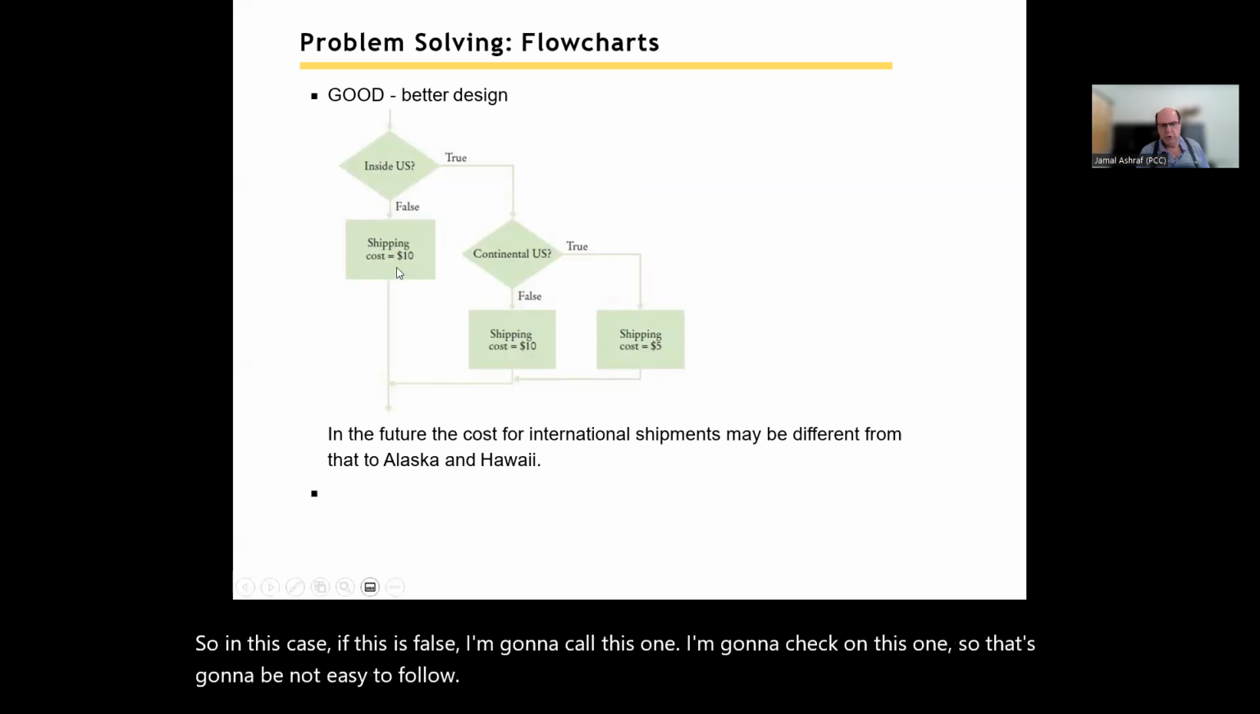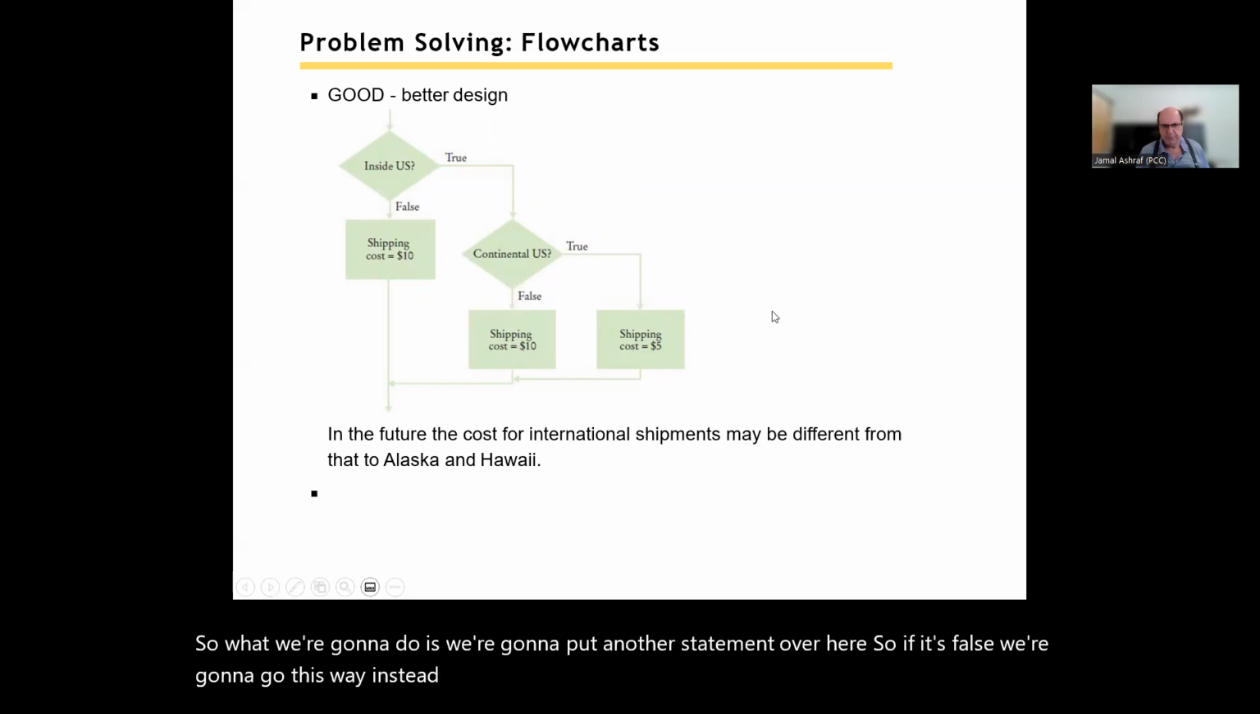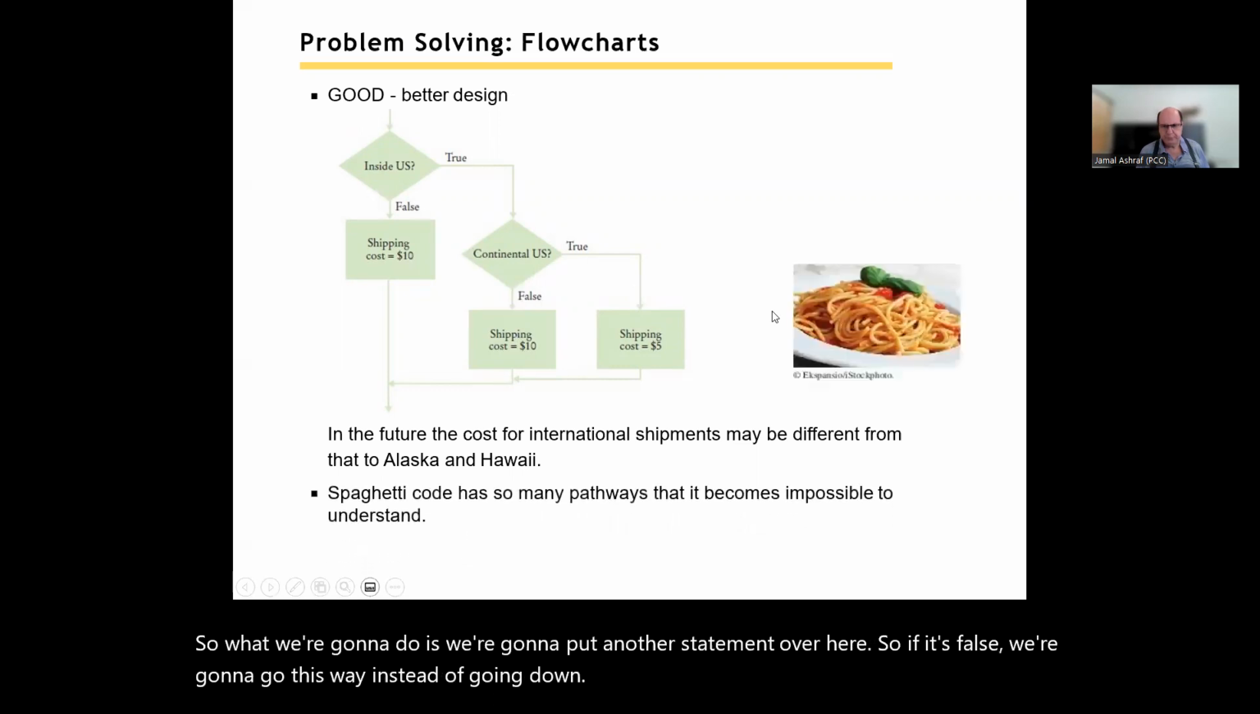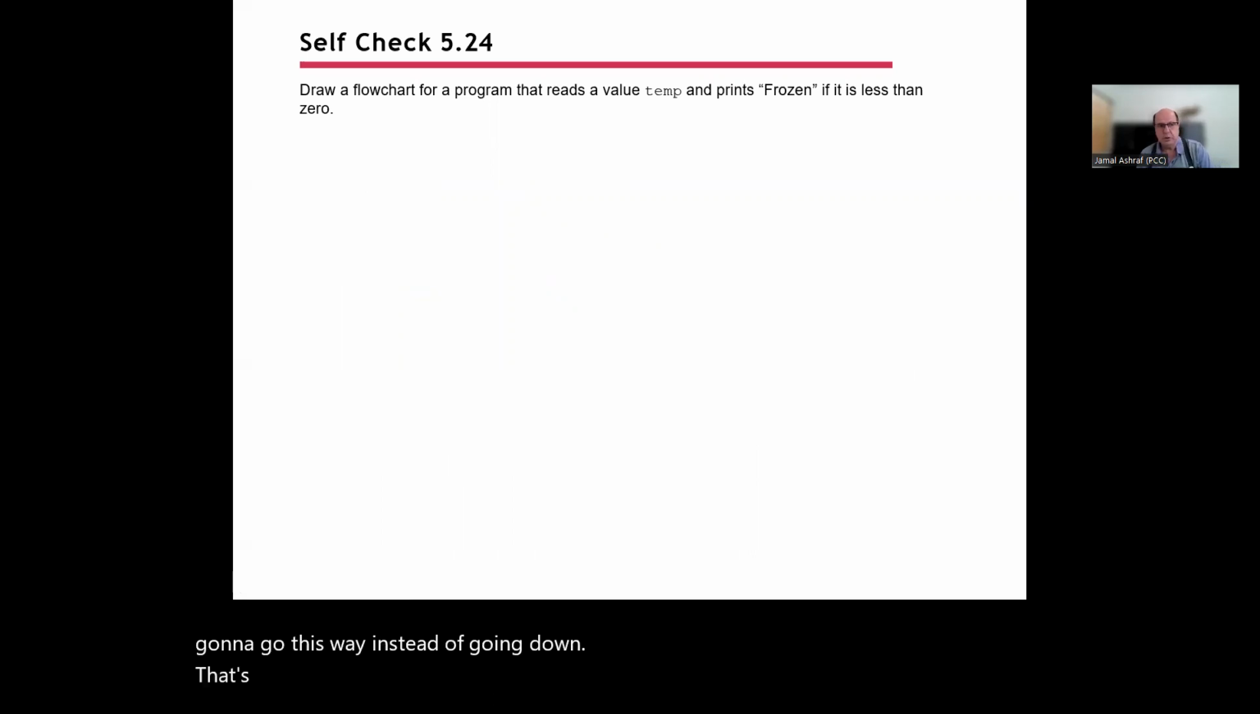So what we're going to do is put another statement over here. So if it's false, we're going to go this way instead of going that way. That's the end of this section.